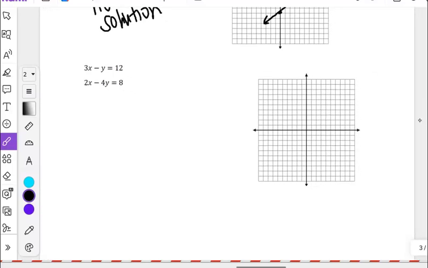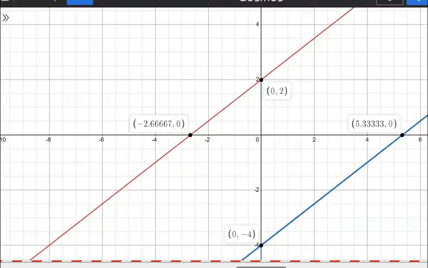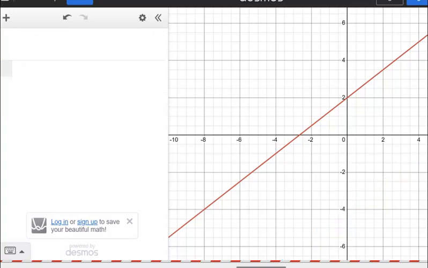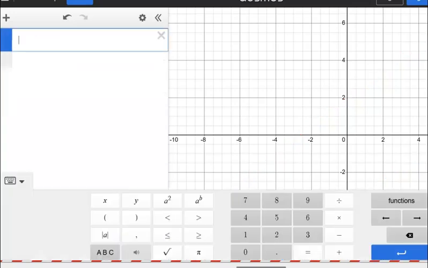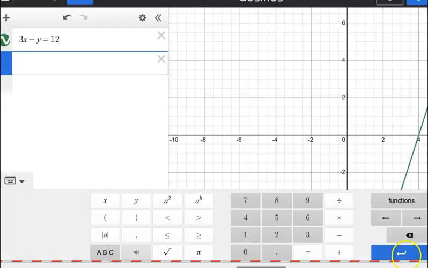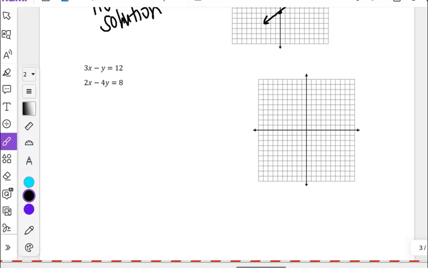Now let's put this one in Desmos. Get rid of these, and we have 3x minus y equals 12. And then 2x minus 4y equals 8.